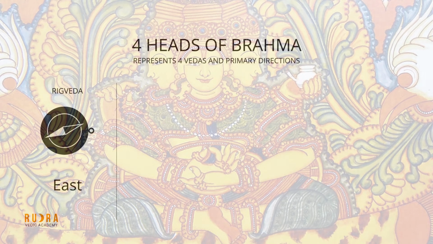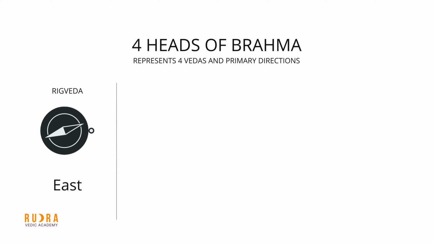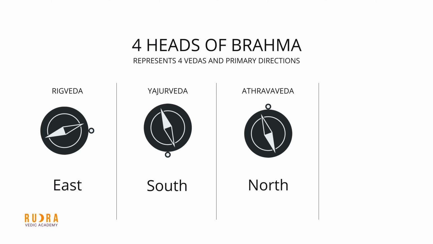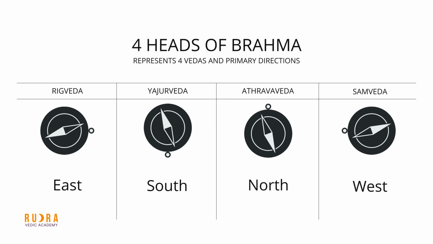We have Rig Veda. So the energy of Rig Veda is in the east. We have Yajur Veda, which is in the south. We have Atharva Veda in the north, and we have Sama Veda in the west. So remember this, that there are directions of the Vedas as well. Okay, so what does that mean? There is a direction of the Vedas. It is the energies associated with the Vedas.